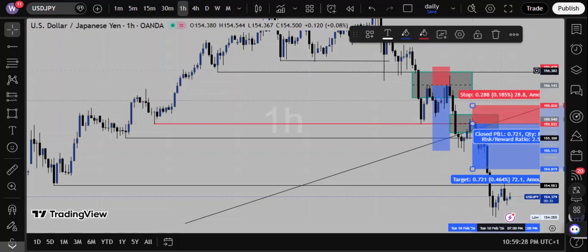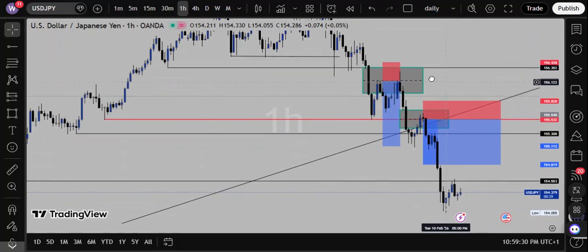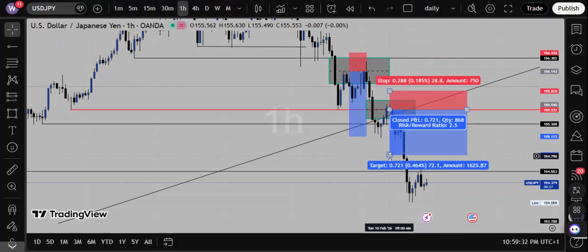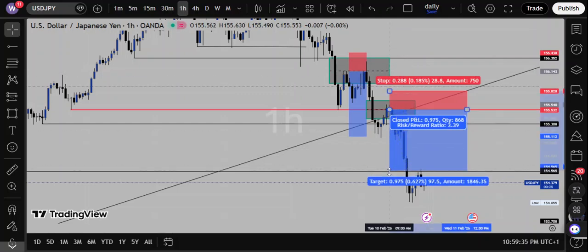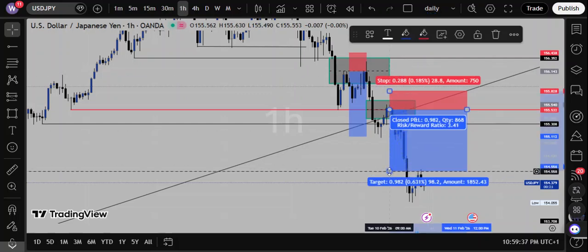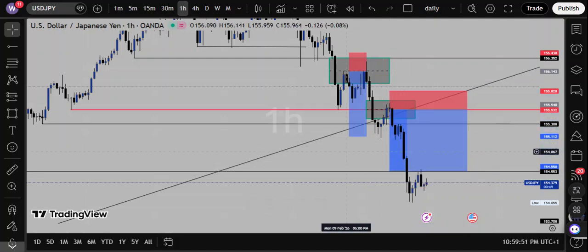The body of the candle that caused the fair value gap, and you target the next liquidity area for your take profit, right? This is exactly how to trade it.